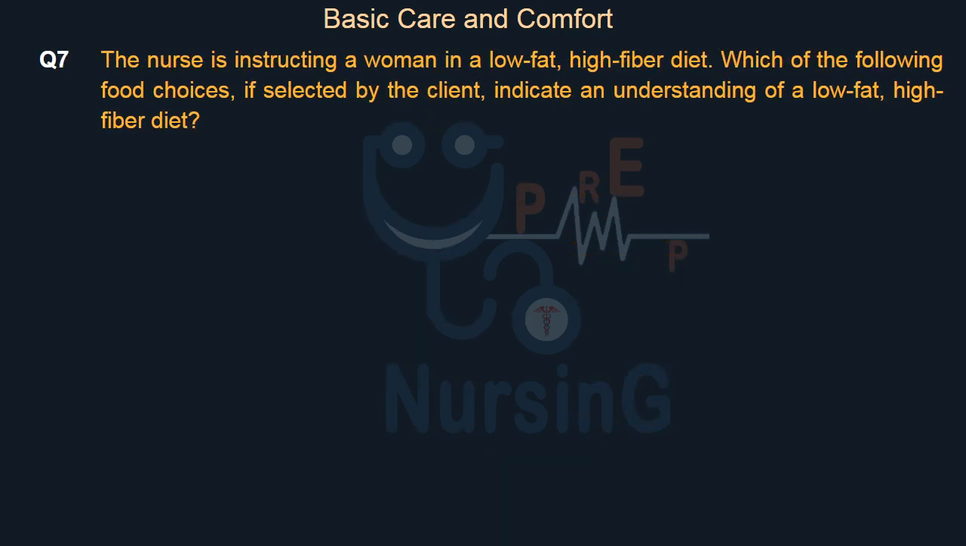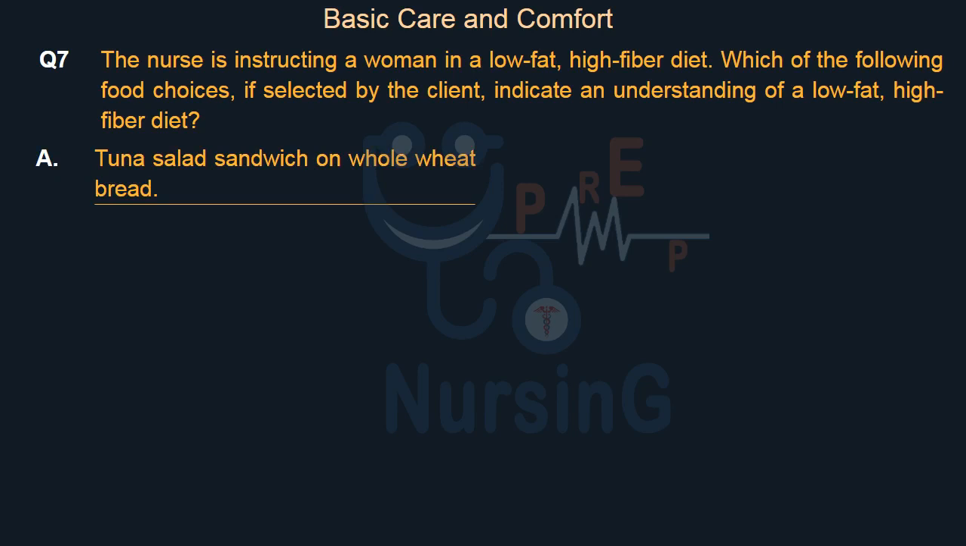The nurse is instructing a woman in a low-fat, high-fiber diet. Which of the following food choices, if selected by the client, indicate an understanding of a low-fat, high-fiber diet? Option A. Tuna salad sandwich on whole wheat bread.